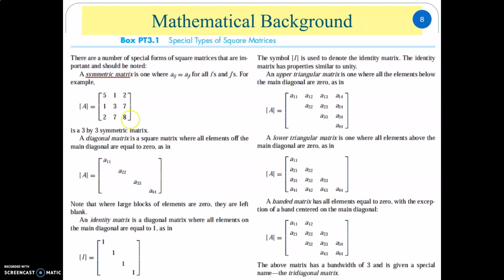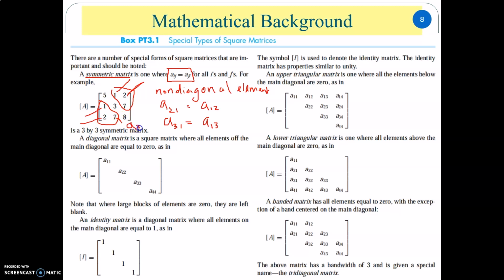This is the symmetric matrix, where you have Aij equal to Aji. For example, at the non-diagonal elements, which is this region, you see A21 here is equal to 1 and is equal to A12 here. You have A31 equal to A13, which is equal to 2. And lastly, you have A32 here, which is equal to A23. Since Aij equals Aji in all the elements, we can say it is a symmetric matrix.